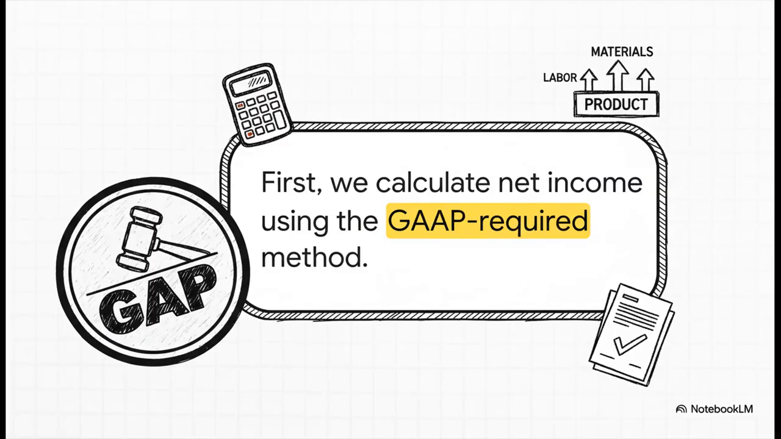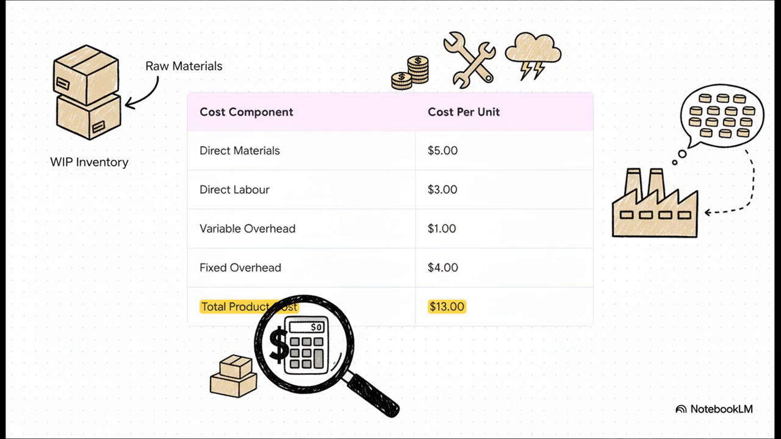Let's start by preparing an income statement using the method that's required by GAAP, absorption costing. The first order of business is to calculate the cost of a single unit. We simply sum the variable manufacturing costs. That's $5 for materials, $3 for labor, and $1 for variable overhead. Then comes the key step for absorption costing. We allocate the fixed overhead. We take the total of $120,000 and divide it by the 30,000 units produced. This gives us $4 of fixed overhead per unit, bringing our total unit product cost to $13.